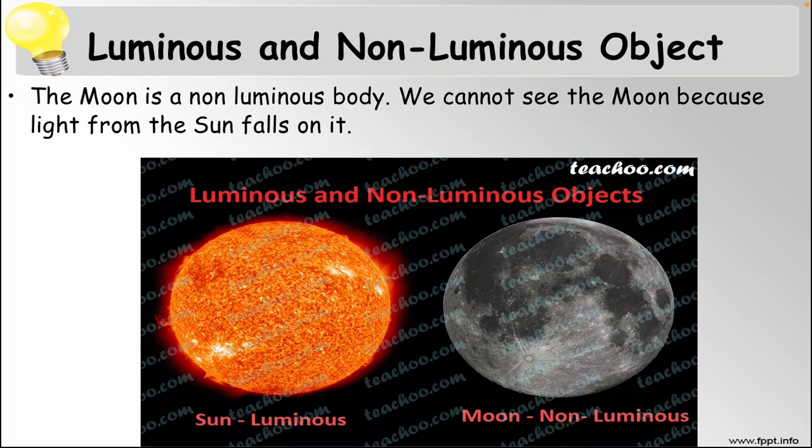The moon is a non-luminous body. We can see the moon because light from the sun falls on it. As we have read in previous units, the moon does not have its own light. It takes light from the sun. So the sun is the source of light. The sun is a luminous object, and the moon does not have its own light. The moon reflects the light. So the moon is a non-luminous object.